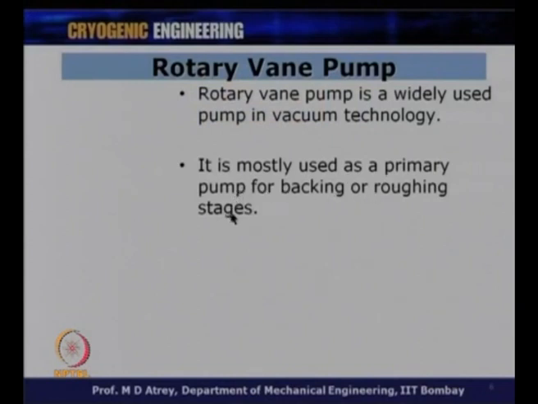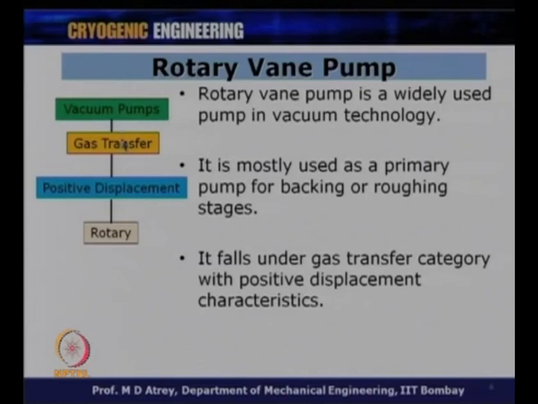That means you can get 10^-2 or 10^-3 levels of vacuum, which is sometimes used as backing for other pumps, or you can get a rough vacuum of 10^-2 or 10^-3 and afterwards use different pumps. This is called a backing pump, or you can create a rough vacuum with these pumps. Obviously, this pump falls under the category of gas transfer and positive displacement, as we just discussed. That means gas is taken in from one direction and delivered to the atmosphere.